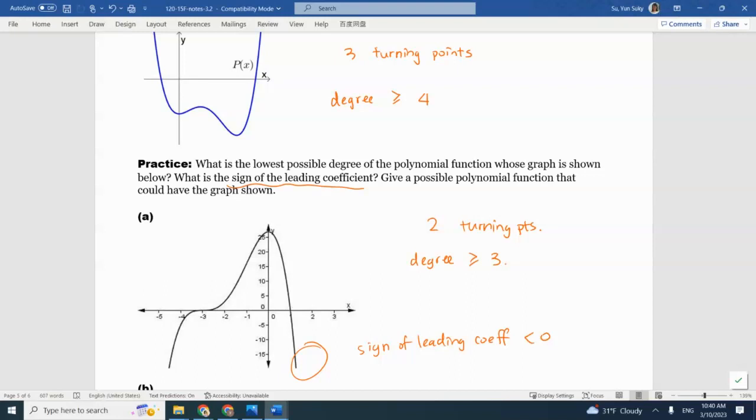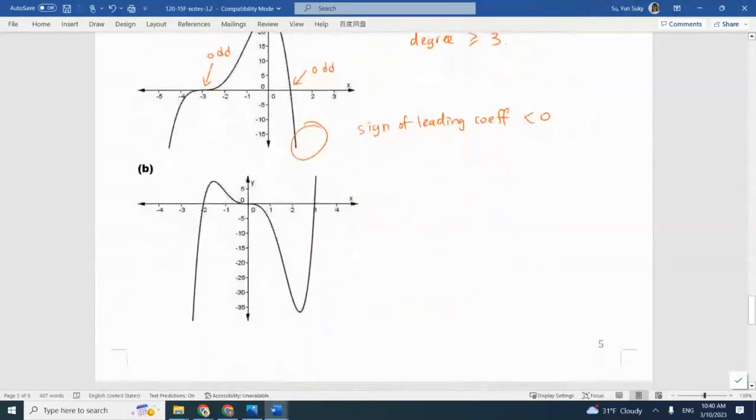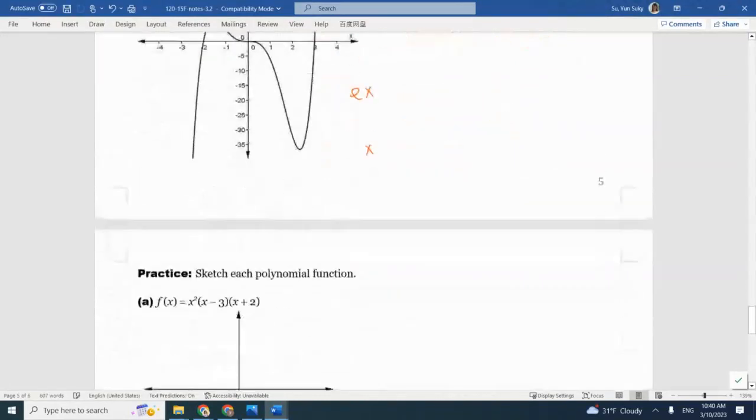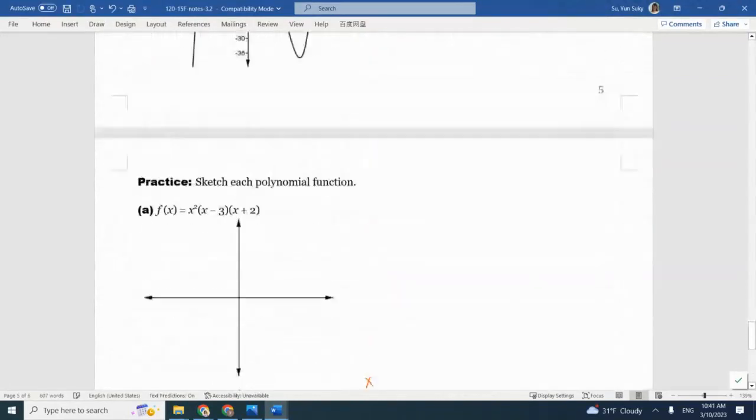And how about the x-intercept? Is the multiplicity odd or even here? Odd, because we cross. How about at -3? Yes, very good. Okay, awesome. So I will let you do the exercise for the remaining.